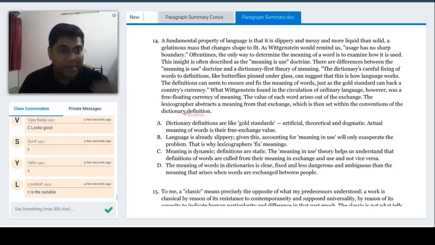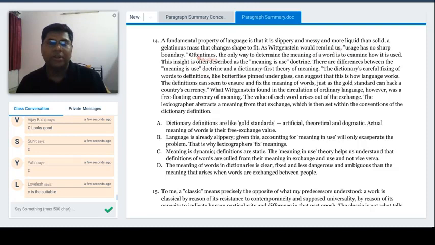The 14th question says, a fundamental property of language is that it is slippery and messy and more liquid than solid, a gelatinous mass that changes shape to fit. So what is the focus of the first sentence? The property of language, the author says, is slippery. It is more liquid than solid. So he sets the tone of the paragraph, saying that language is slippery and it is something that keeps on changing. As Wittgenstein would remind us, usage has no sharp boundary.